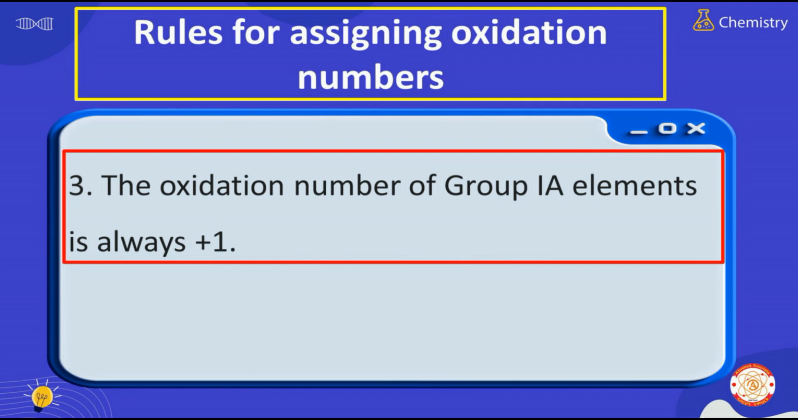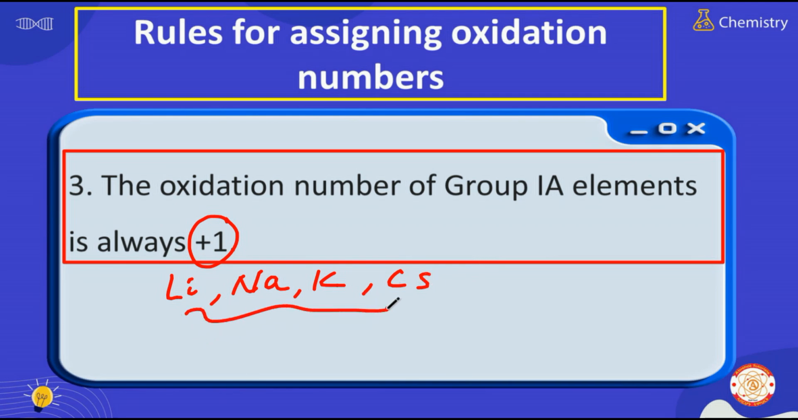Rule number 3. The oxidation number of group 1A elements is always +1. Group 1 elements include lithium, sodium, potassium, cesium, and so on. All these have an oxidation number of +1.